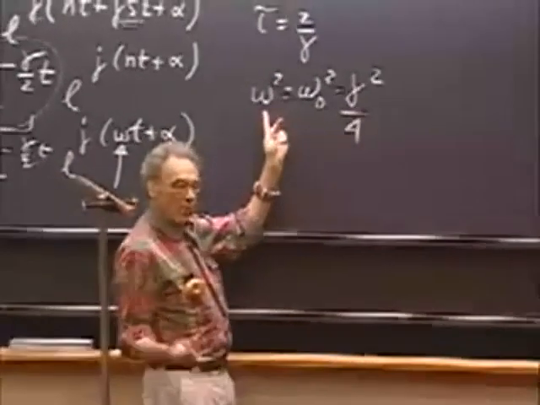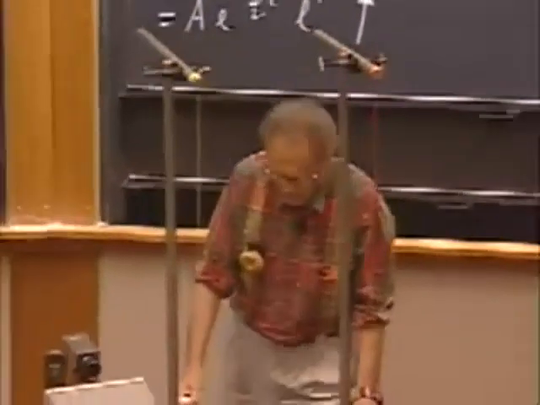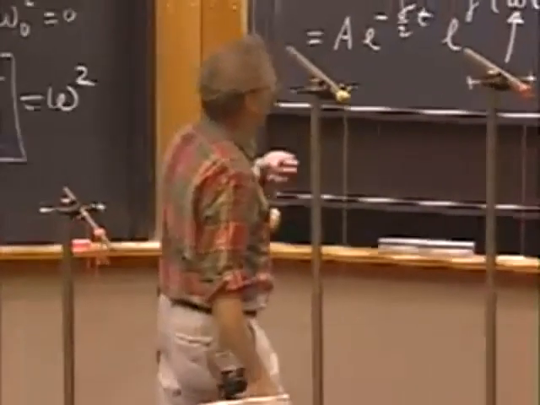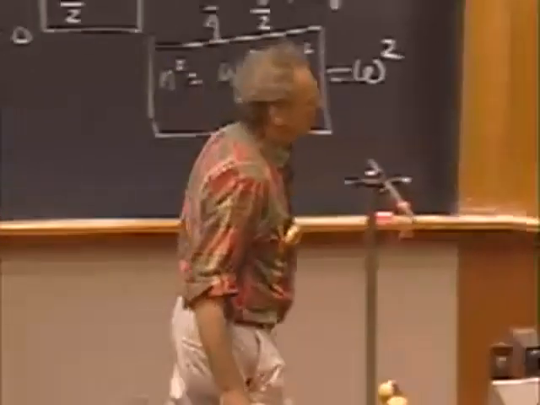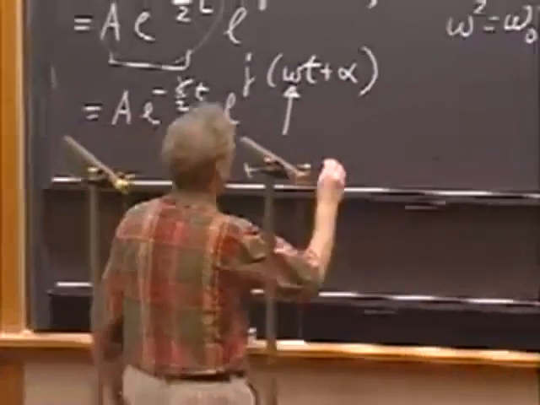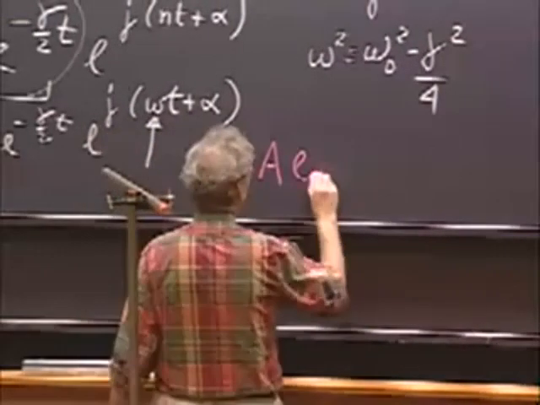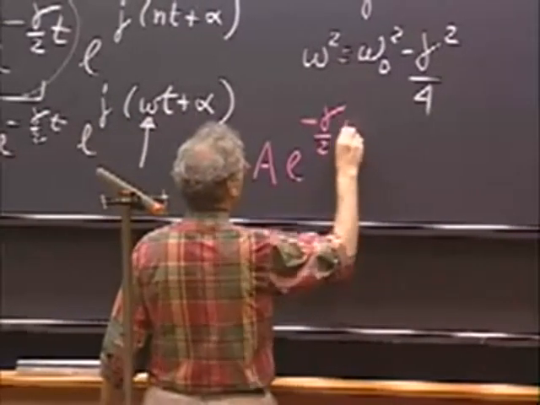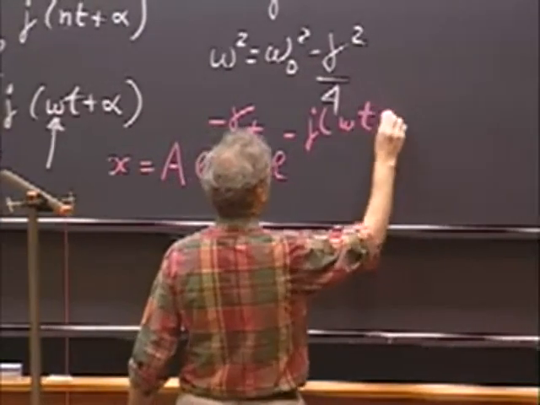Now, of course, if gamma is very low, the two could be close together. Depends on gamma, that's obvious. If you have a lot of friction, then omega will be a lot less than omega 0. If you have very little friction, well, then they will be very closely the same. And so we can now write down, in all its glory, the real part of this function, which then becomes x equals some amplitude a times e to the minus gamma over 2 times t times e to the minus j times omega t plus alpha.